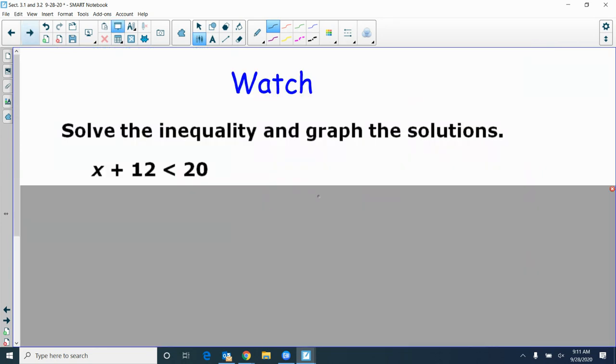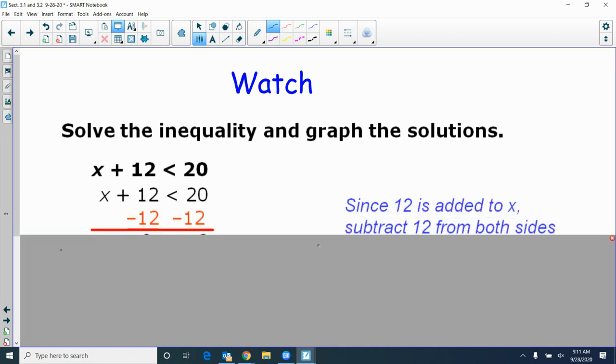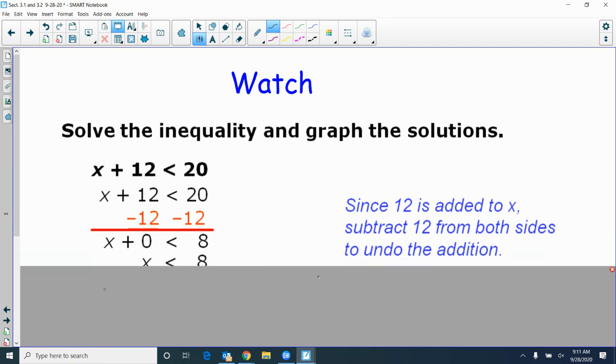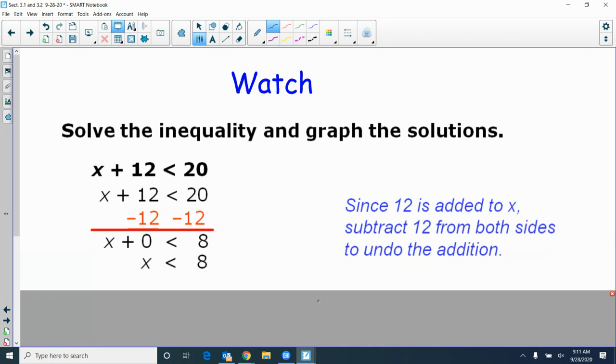So if I got x plus 12 is less than 20, what would I do? Zachary? Subtract 12. That's a 0, we don't need to write that. We just end up with x is less than 8. So really, how many answers do we have? What's the one answer? X is less than 8. I'm going to disagree with you. Is 7 less than 8? Is the number smaller less than 8?